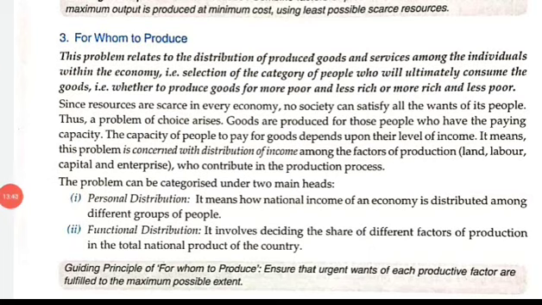So the three central problems of the economy are what to produce, how to produce, and for whom to produce. In this video we have discussed microeconomics and macroeconomics, the two branches of economics, and the three central problems of the economy.